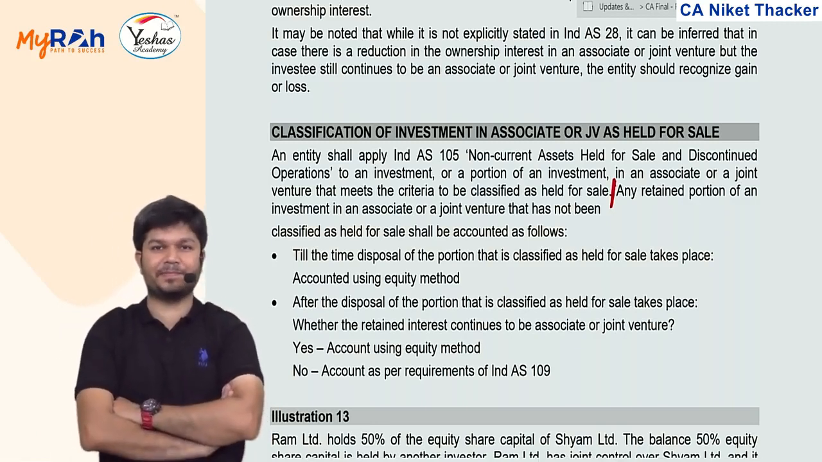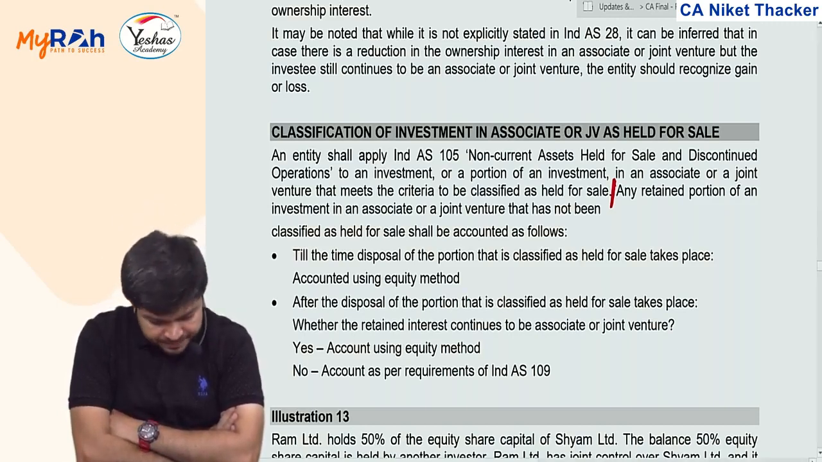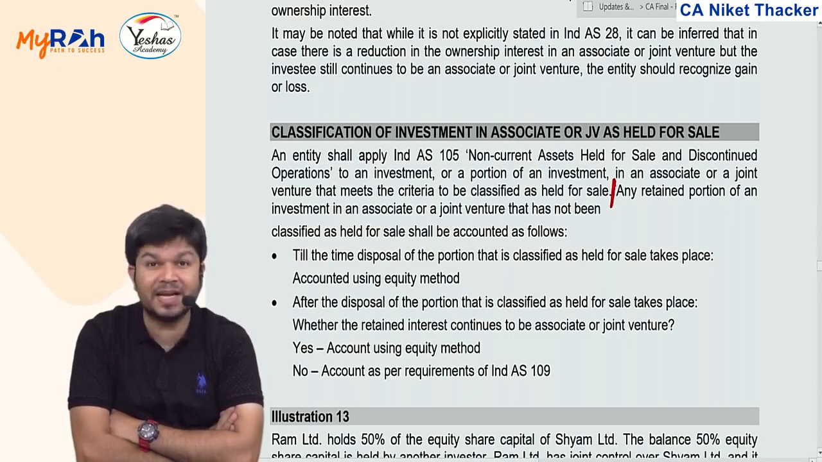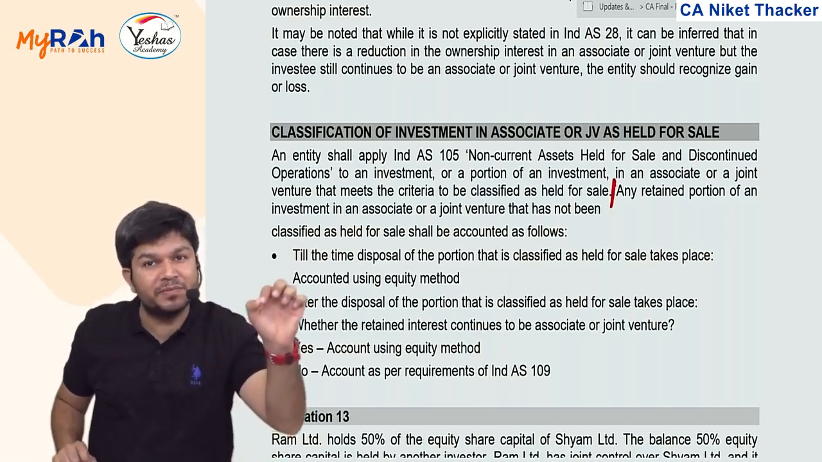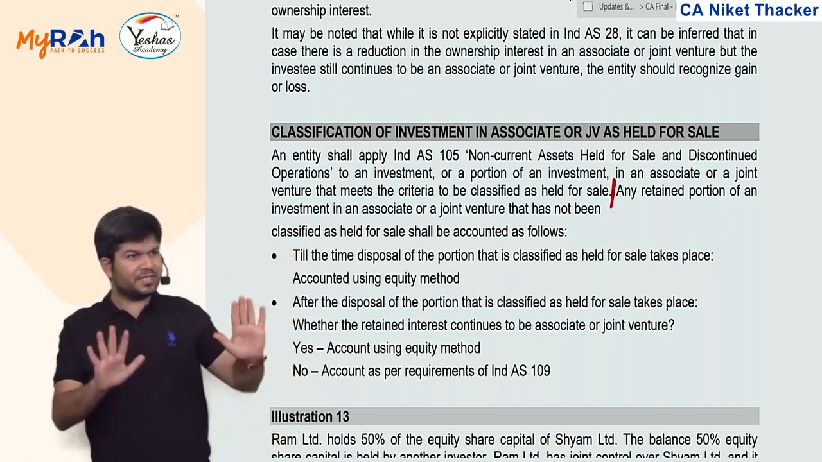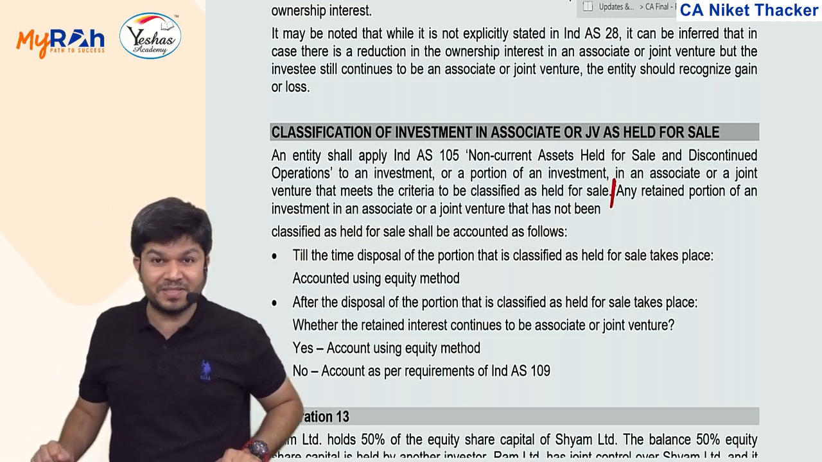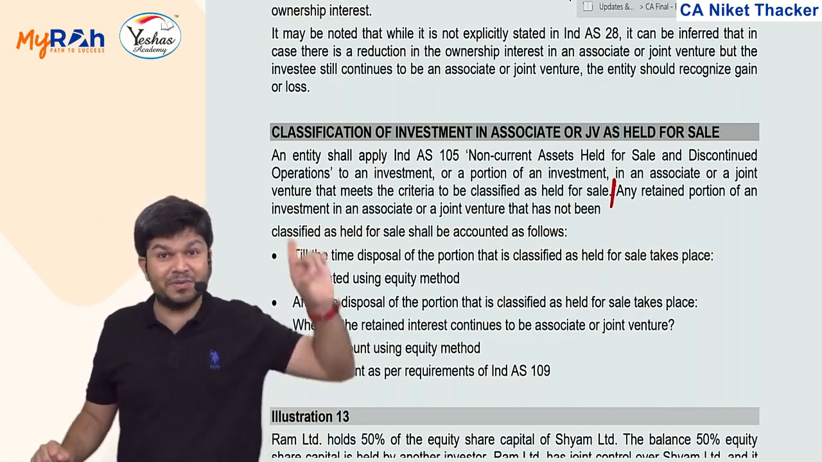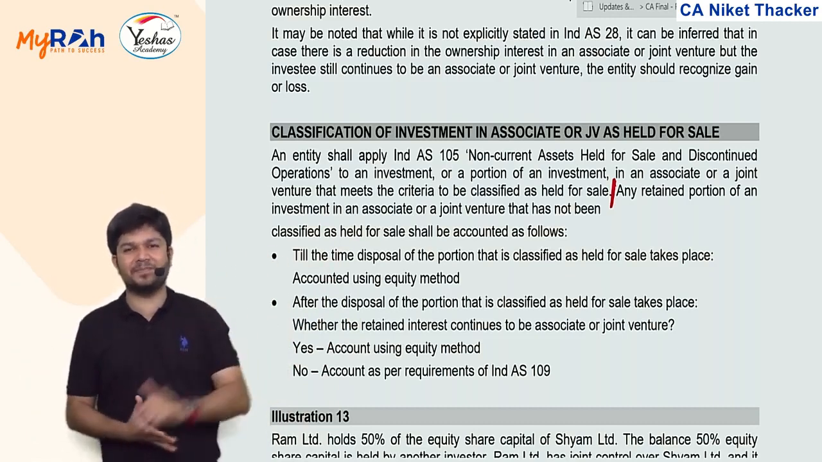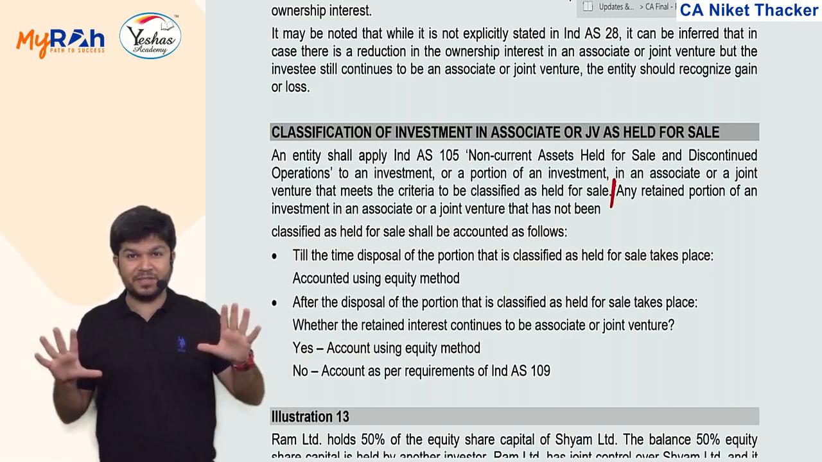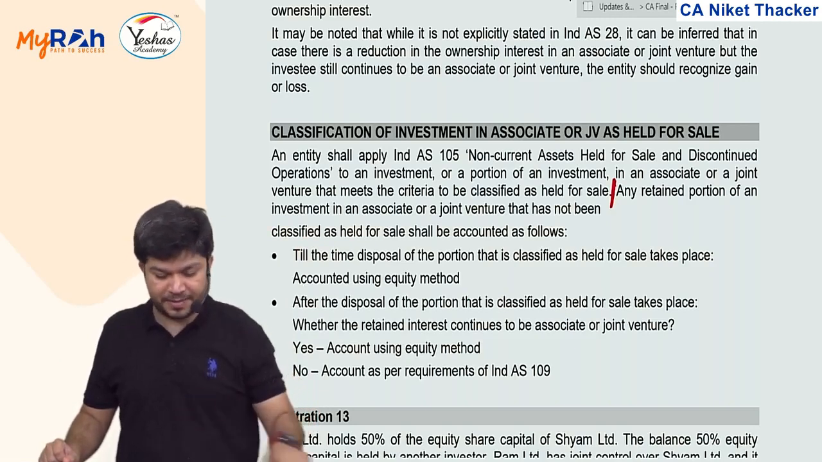So whenever investment in associate or JV meets the criterias of Ind AS 105, they will be valued as per 105. Once it's classified as held for sale, accounting will be as per 105 for that. Now imagine you hold 50%, 10% is held for sale. So for the 10%, Ind AS 105 will apply.